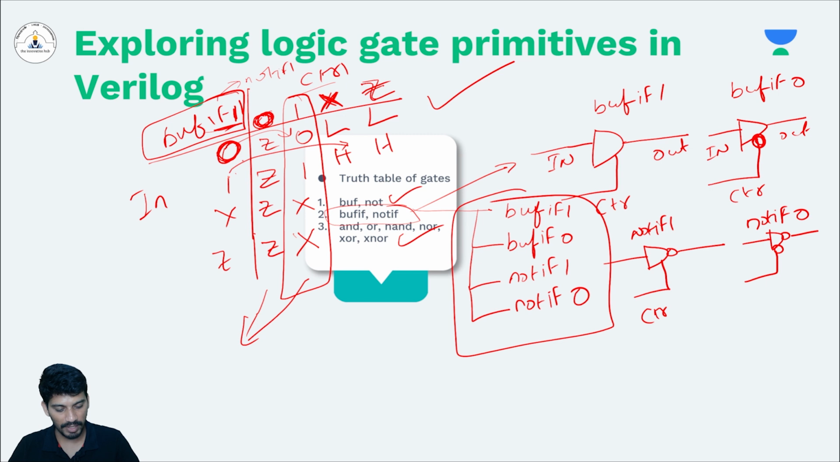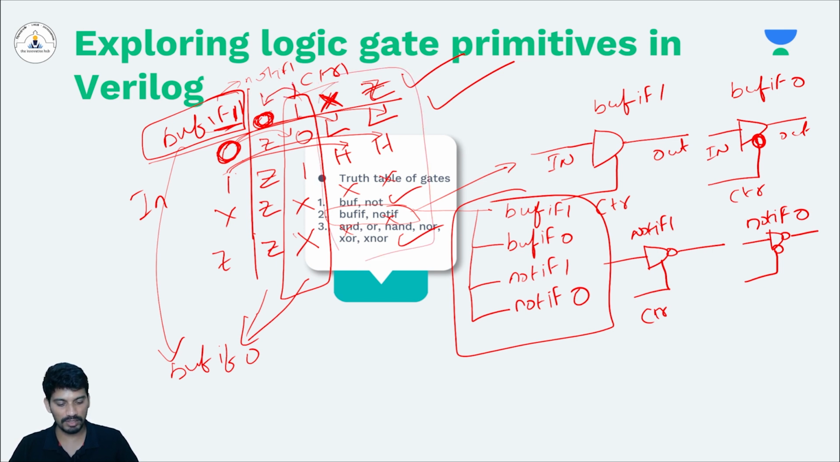So 1 means high because it is a buffer, 0 means low because it is a buffer. And the remaining two cases are don't cares. So this is for buff if 1. If the control signal is buff if 0, then these two will not change, but 0th case and 1th case will interchange, right? It looks like this: 0, 1, x and z.